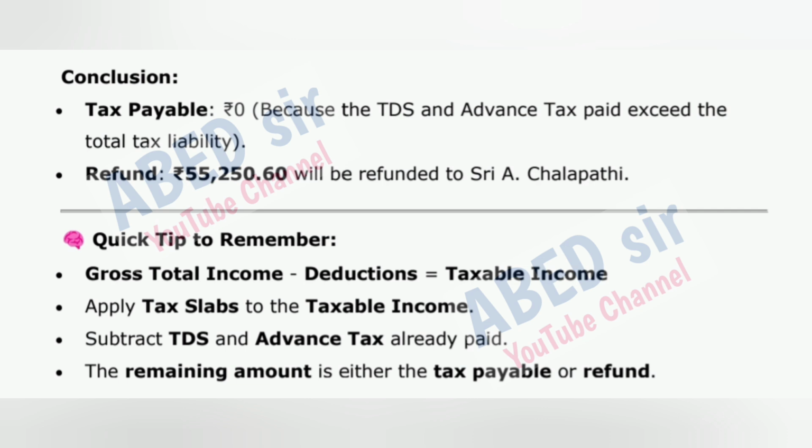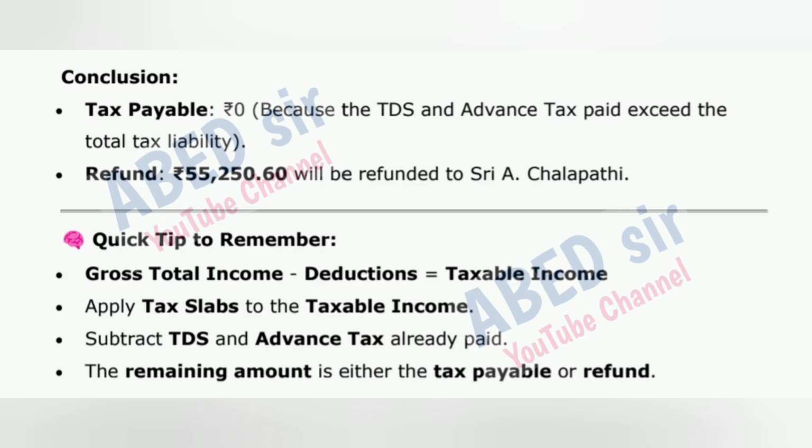Conclusion. Tax payable 0 rupees because the TDS and advance tax paid exceed the total tax liability. Refund 55,250 rupees and 60 paise will be refunded to Shri A. Chalapati. Quick tip to remember.